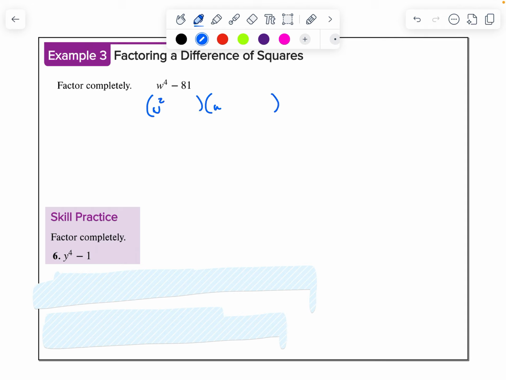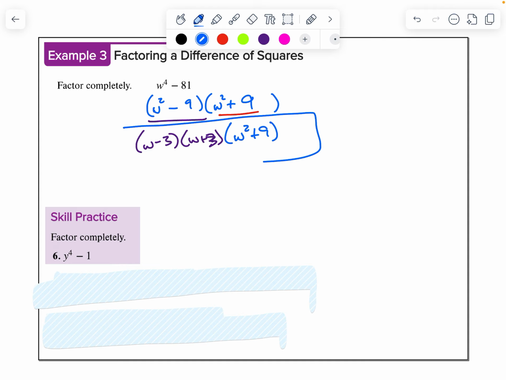W squared and w squared makes w to the fourth. 9 and 9 makes 81. Look at this here. That's another difference of squares. W minus 3, w plus 3. How about this piece? Is this a difference of squares? It is not. It's a sum. It's not a difference. So we can't break it down. It's just prime. And there's our final answer.